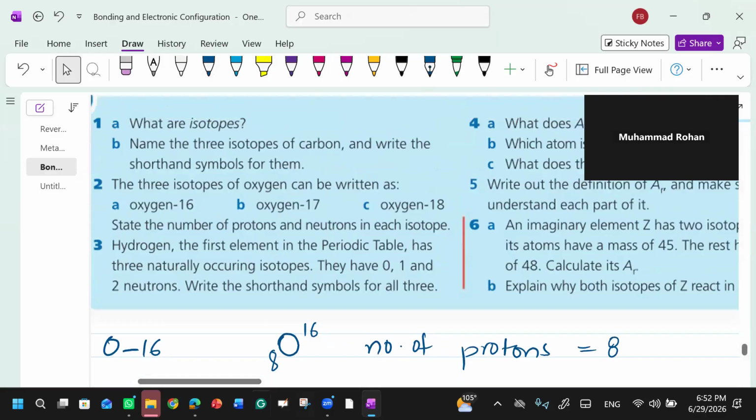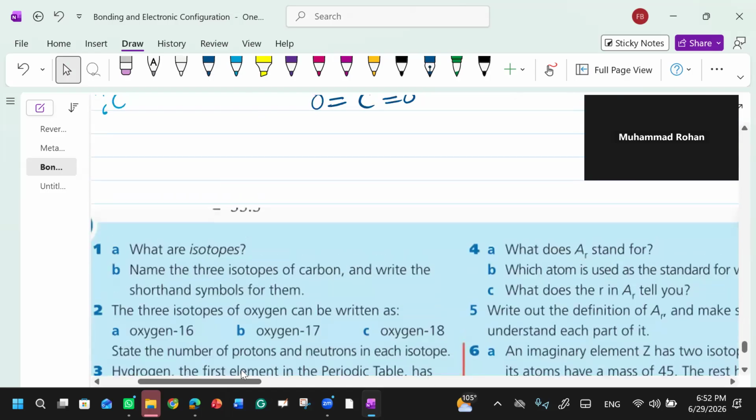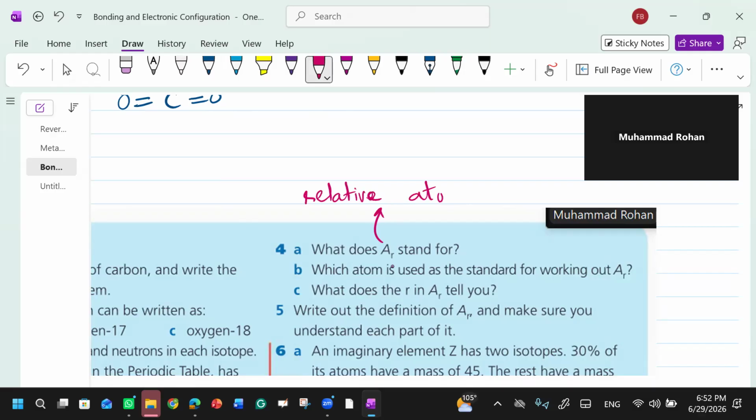Then we have the next question. Now they have mentioned to write the shorthand symbols. These are the shorthand symbols. What does Ar stand for? Relative atomic mass. Yes. R is from relative. That means we are talking about relative atomic mass. Which atom is used as a standard for working out Ar?